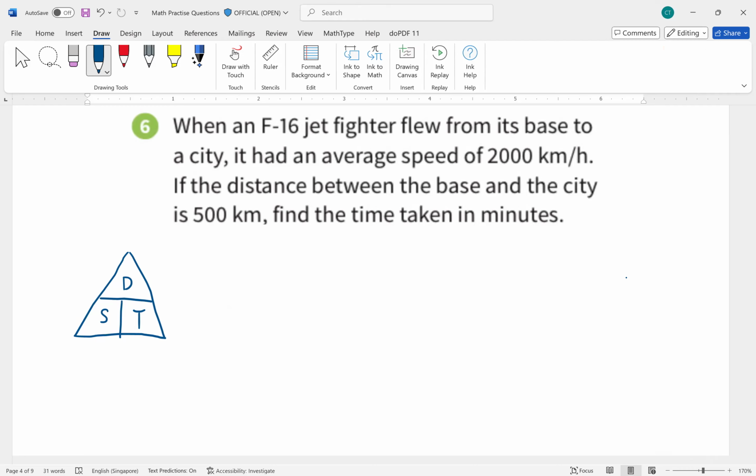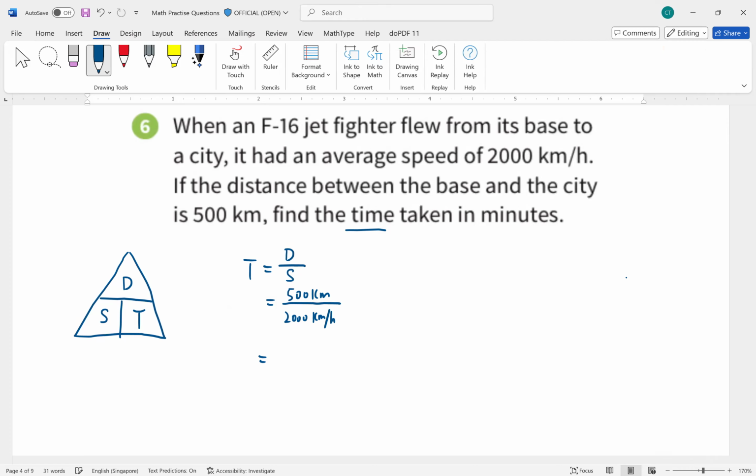Right, so regardless of which one we want to find, we can easily write down the formula in the correct form. Okay, so over here they want to find the time taken. Time taken, so that means they want T. So time taken will be D over S. Okay, so time taken is D on top over S. The distance is 500 kilometer and the speed is 2000 kilometer per hour.